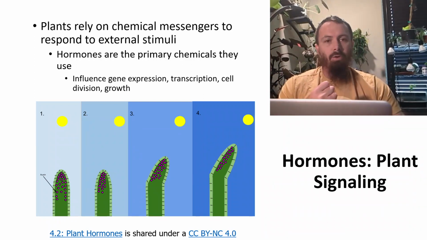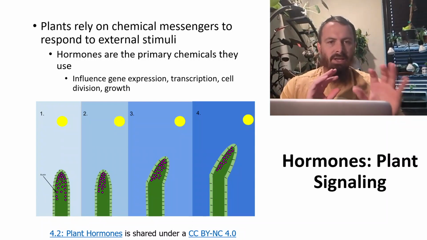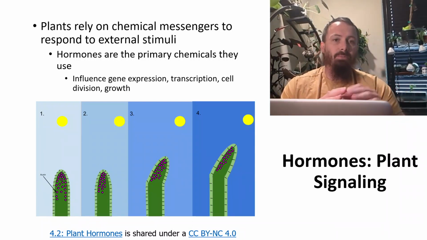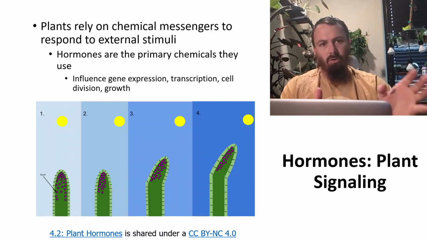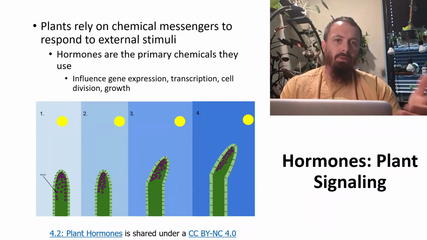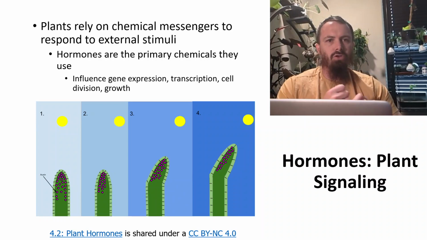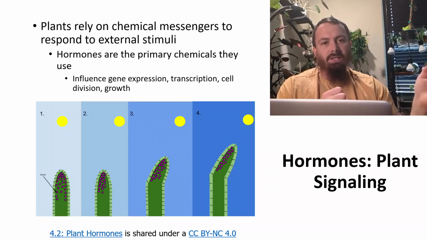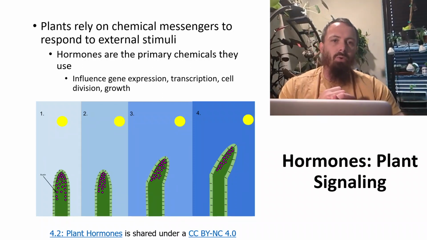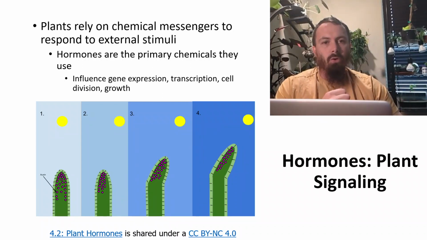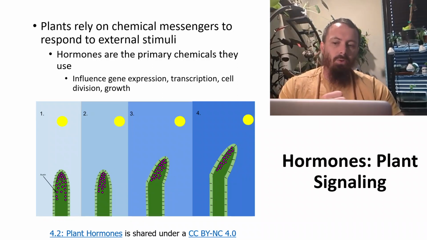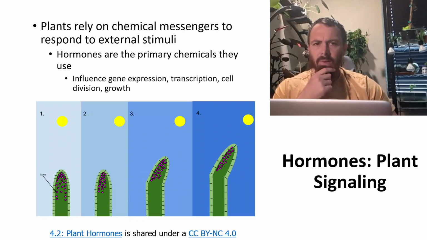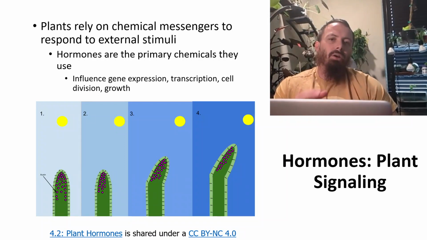It can influence which genes are expressed. So it can control which part of the DNA is being expressed at any given time to create or reduce the amount of proteins that are being made. It can influence transcription, so which mRNA is being read out from the DNA. It can influence cell division, increasing or decreasing the amount of cell division that's going on. It can also influence growth, how fast or slow the plant is going to grow. And we're going to be going through a variety of different hormones and talking about some of their functions.